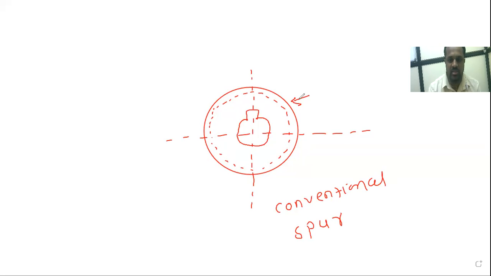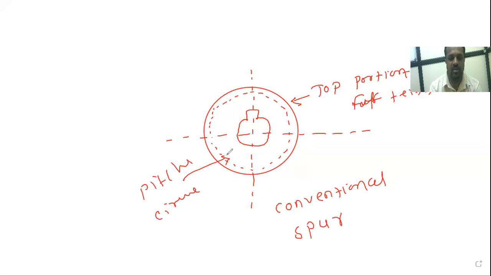This darker circle will indicate the top portion of the teeth. This dotted line will indicate the pitch circle. This portion is for the location of the shaft. This is the key. This is the simple conventional representation of the spur gear.